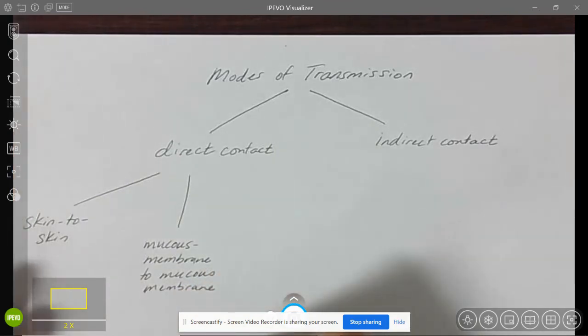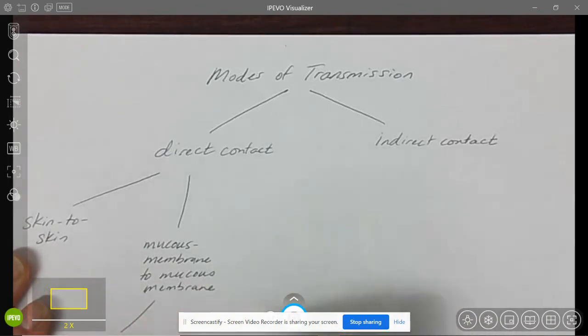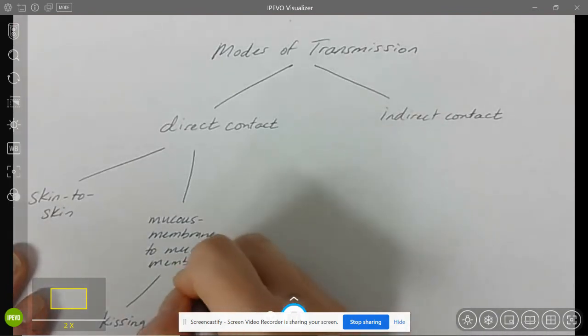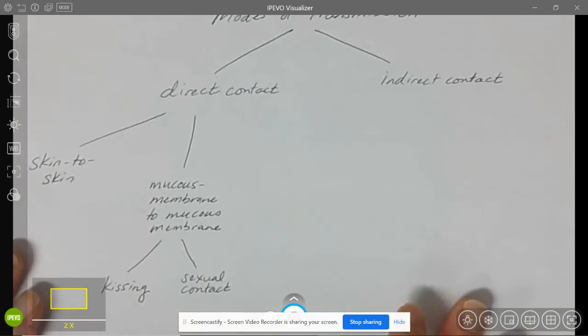Now, the other types of direct contact that we looked at on the sheet included things like kissing. That would fall under the mucous membrane to mucous membrane. And then also any type of sexual contact is usually going to fall under mucous membrane to mucous membrane. So whether that is vaginal sexual contact, whether it's oral sexual contact, whether it's anal sexual contact, all of that falls under mucous membrane to mucous membrane.